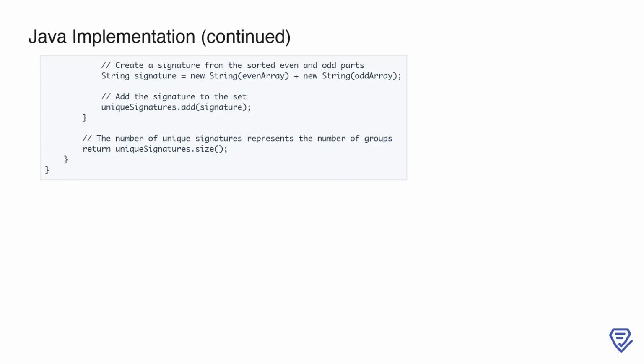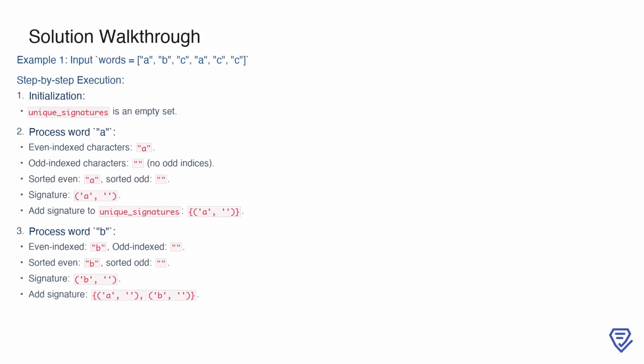To solve this problem, we start with the first example where the input words are a, b, c, a, c, and c. The goal is to group words that are special equivalent. First, we initialize an empty set called unique_signatures to store the unique signatures of the words. Now, for the first word a, we separate its even indexed characters, which is a, and its odd indexed characters, which is an empty string since there are no odd indices.